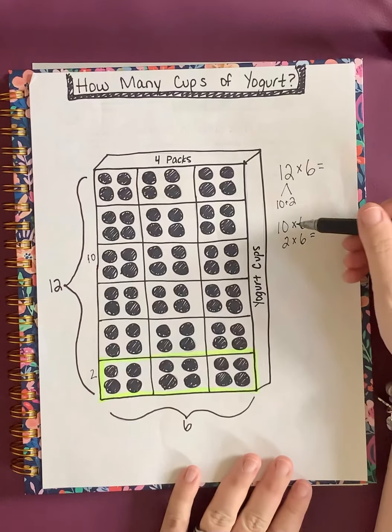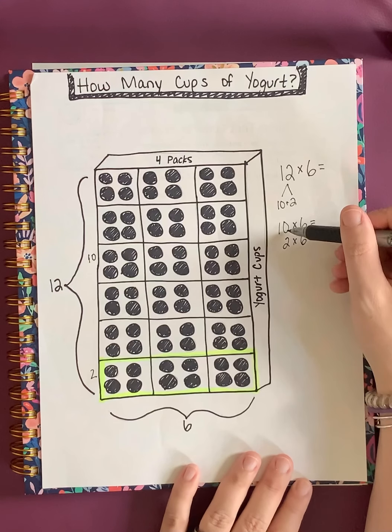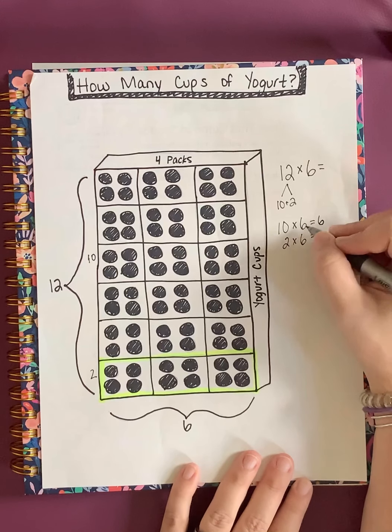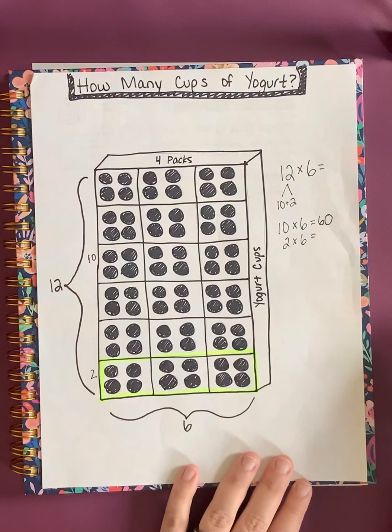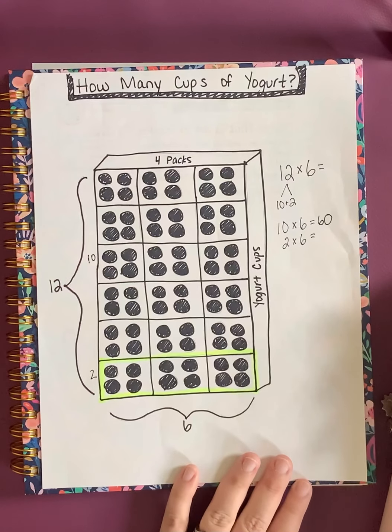Okay. Now, for 10 times 6, this should be one that you know off the top of your head. Anytime you multiply by 10, you just add an extra place value to the number you're multiplying by. So the 6 stays the same. You're just adding that 0 to the end of it. So 10 times 6 is going to give you 60.